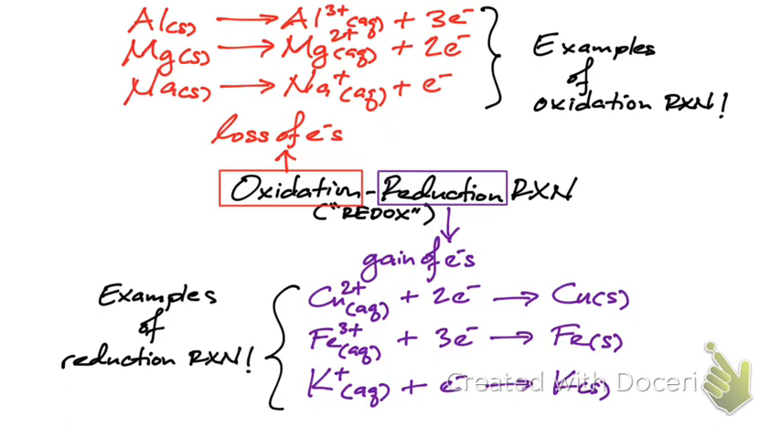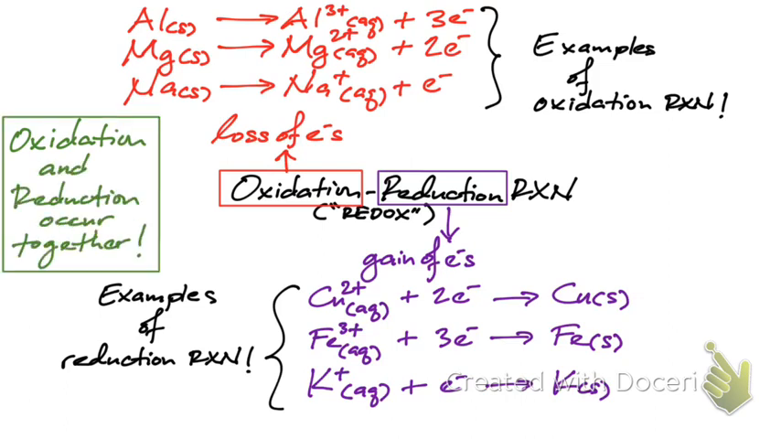And another thing that you learned in General Chemistry 1 is that oxidation and reduction happen at the same time. They occur together. You can't have oxidation without the other, and vice versa.